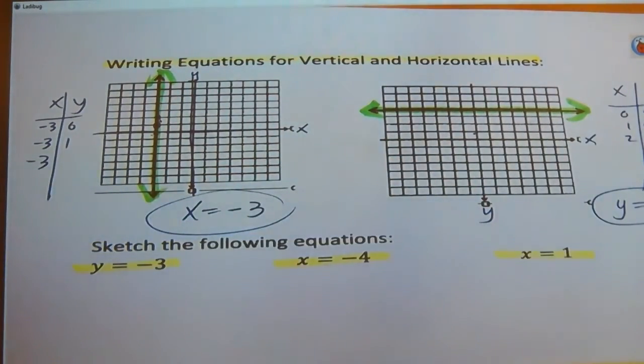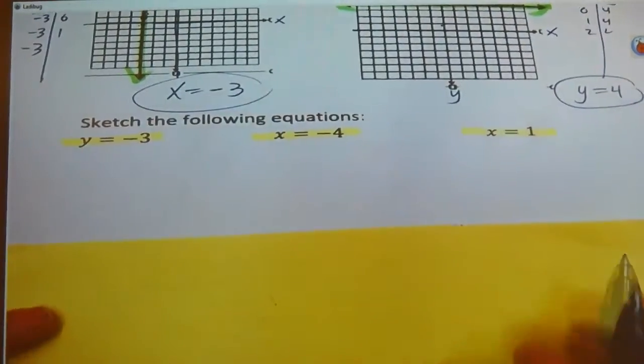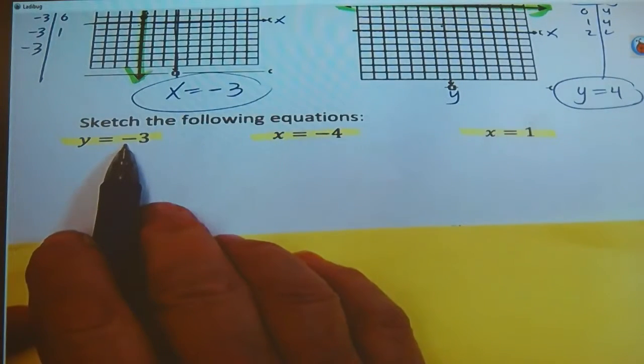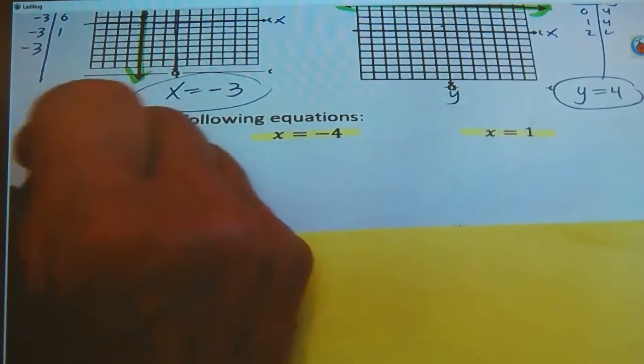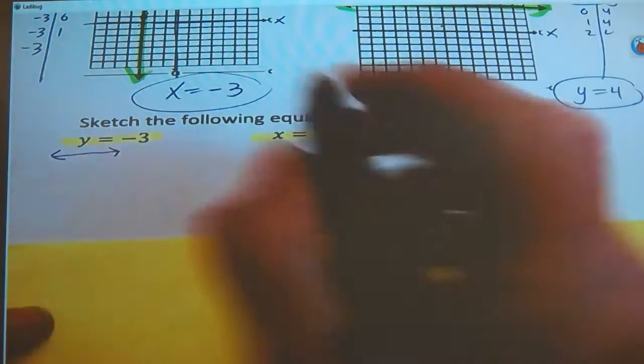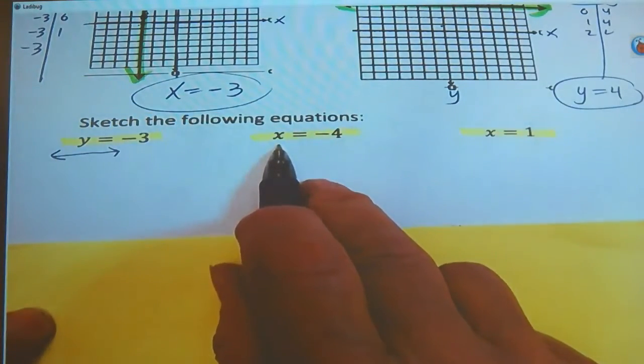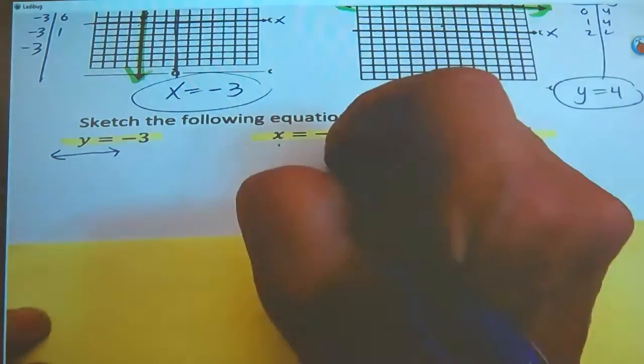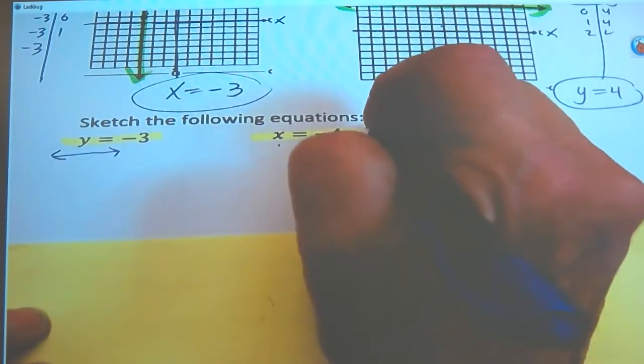So if I asked you to sketch these following equations, you would look at them and say, ooh, there's no slope on there, there's no x, that means it's 0. And that means it's horizontal. And you look at this one and you say, uh-oh, there's no y, there's no y-intercept, that means that it's a vertical line. Just remember that.